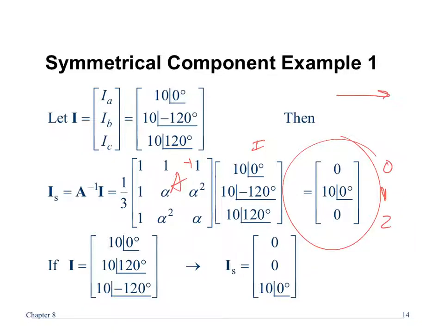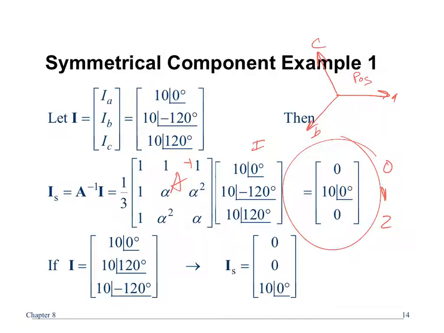10 at an angle of 0, 10 at an angle of minus 120, 10 at an angle of positive 120. Isn't that a perfectly balanced system? What's its rotation? ABC or positive sequence rotation. Shouldn't you only get a positive sequence set of numbers if it's a perfectly balanced ABC system?